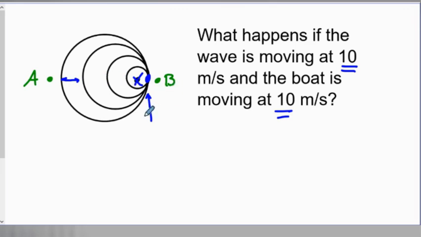But person B, let's say person B is sort of right in here. All these waves are going to hit at one time and you're going to get really splashed. A lot of water is going to come at you all at once. Okay, let's call it the big splash here.